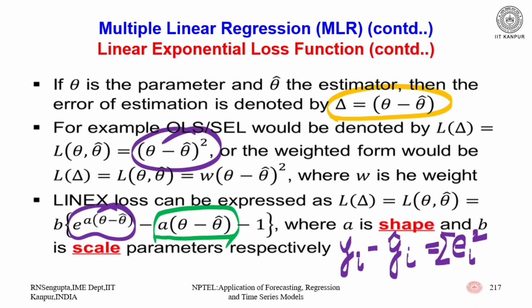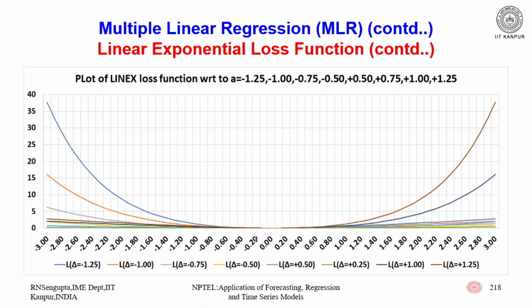So, again I am repeating, the LINEX loss, which is the loss function of theta and theta hat, where one is the parameter and one is the estimate, is given by b, the scale parameter, in the bracket multiplied by e to the power a delta minus 1, and the loss function looks like this, and here I will spend some time.